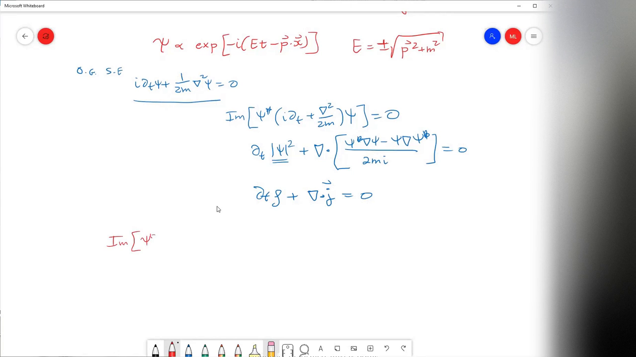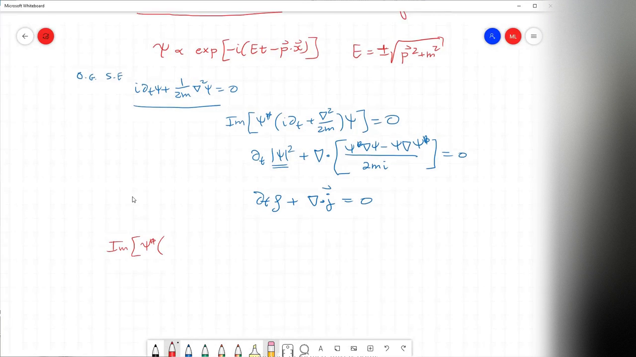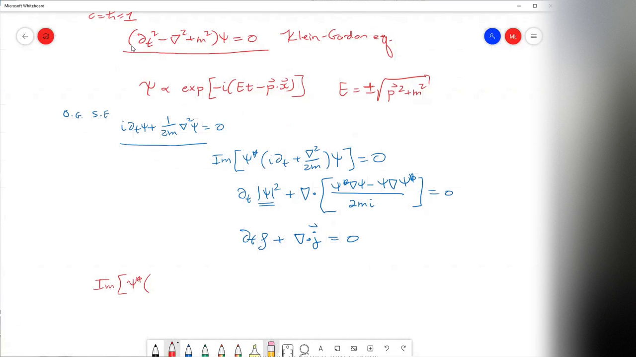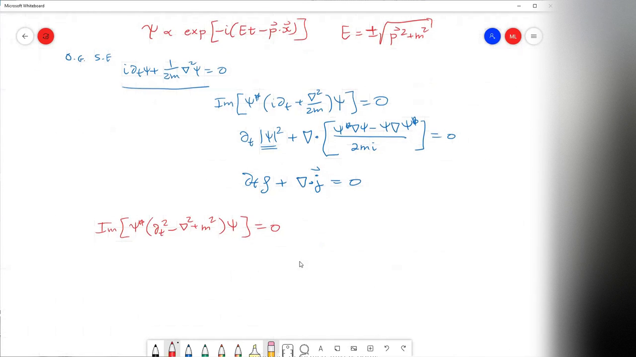You take the imaginary part of psi star times the Klein-Gordon equation, which is this thing up here, to get dt squared minus Nabla squared plus m squared psi. That should be equal to 0, right? And now if you expand stuff out, you do get something that looks like a continuity equation. So you do get some real number plus the divergence of some current-like thing, but they have different expressions. This is just expanding this out, taking the imaginary part.